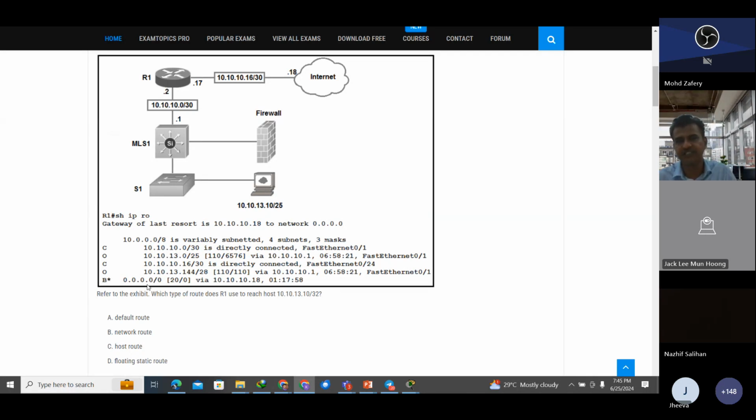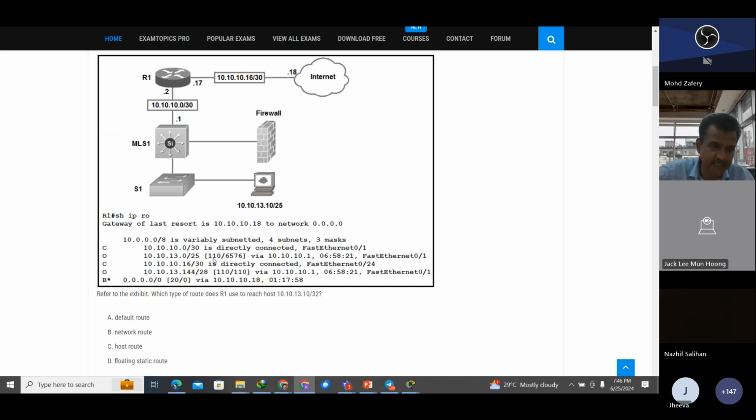So now the question is, if I wanted to go to 10.10.13, I don't have to go anywhere else except 10.10.13. And the closest is, look at that, only this one: 10.10.13.0/25. That's all. There's no other option. So this is where your subnet calculation comes in.